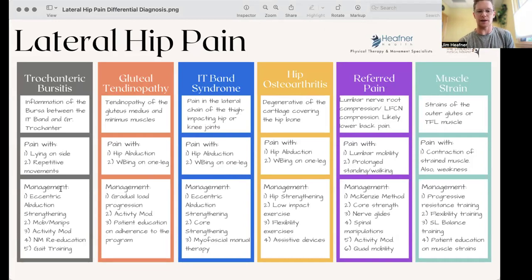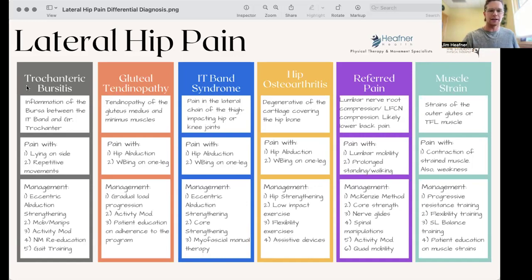But if you look at the third tier of each one of these on the lateral hip pain mind map, with the management of each one, you can see that they're almost identical. And that goes back to we need to treat the individual person's symptoms that they're coming in for, because almost every one of these things has very similar treatment.